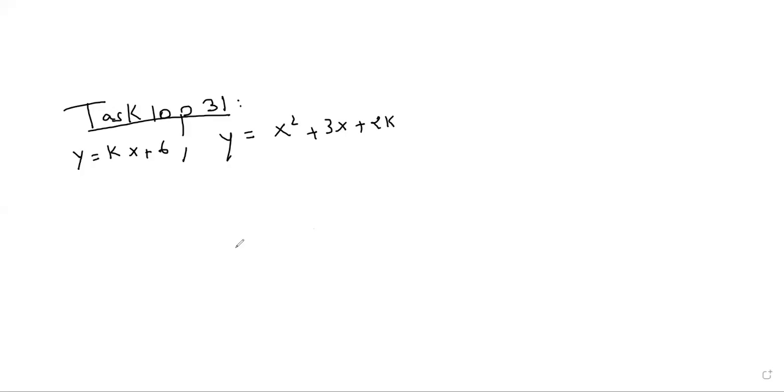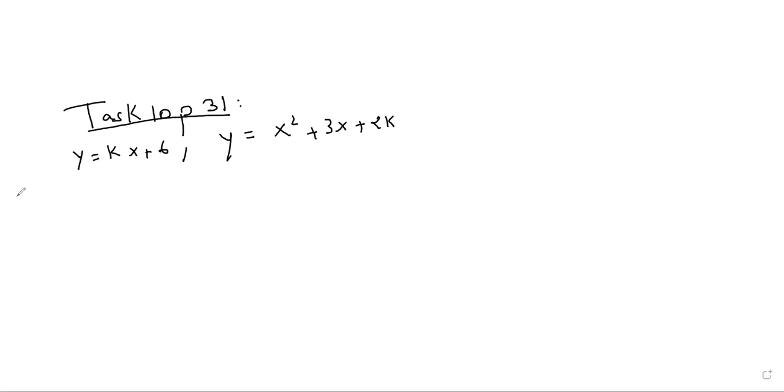Okay, this is a video to correct the first assignment, and we have task 10, page 31. The task says that you have a line with equation y is equal to kx plus 6 and a curve with the equation y is equal to x squared plus 3x plus 2, where k is a constant.